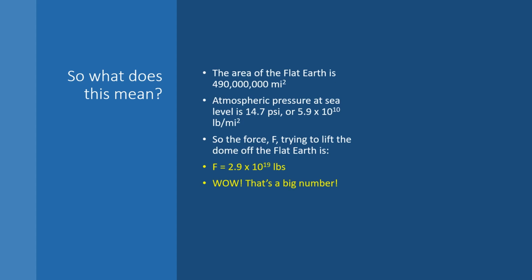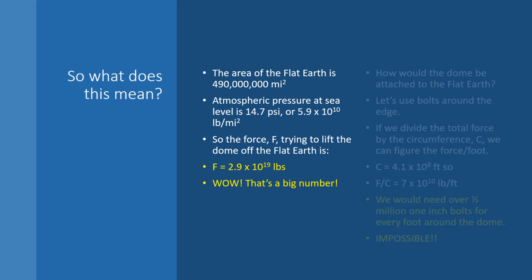So what does this mean? The area of the flat Earth is equal to 490 million square miles. Atmospheric pressure at sea level is 14.7 pounds per square inch. So the force, F, trying to lift the dome off the flat Earth is 2.9 times 10 to the 19th pounds. Wow! That's a big number.